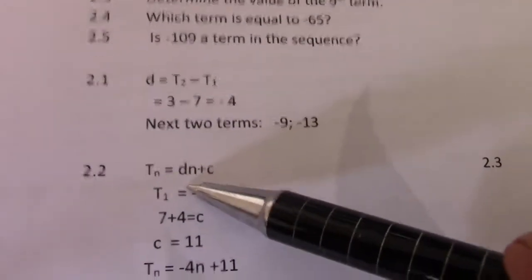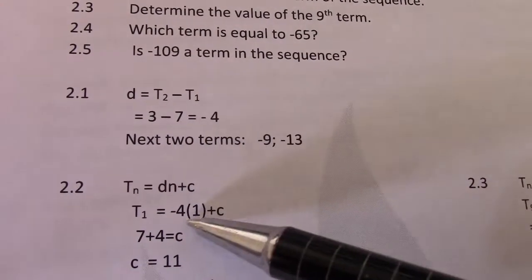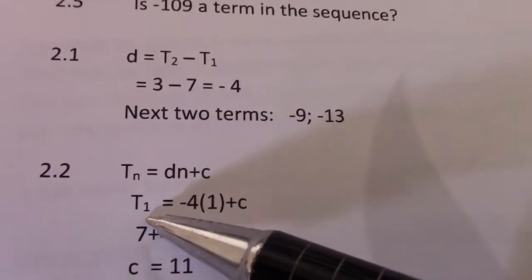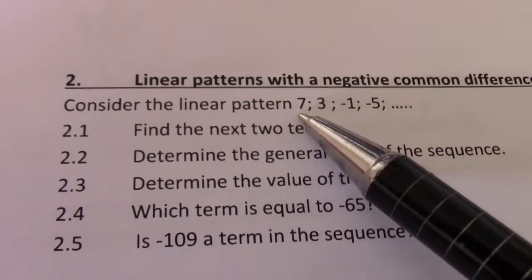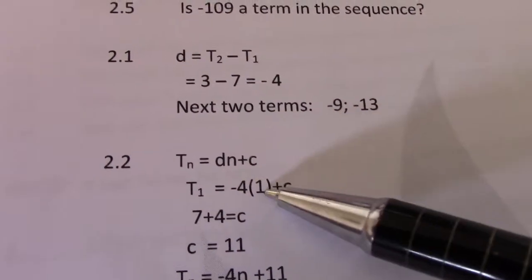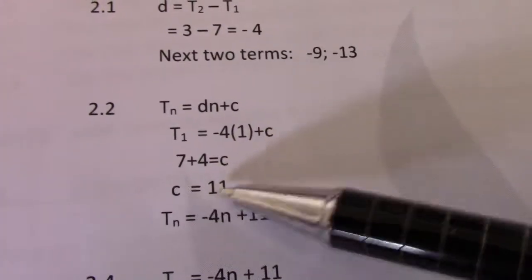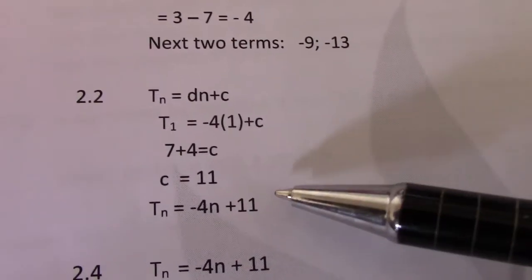2.2, to get the general term. Again, linear pattern, Tn equals dn plus c. My d value there, as you can see, is minus 4, so I substituted d as minus 4. If I write term 1, n changes to 1, therefore that n also becomes 1. Minus 4 plus c. Term 1 is equal to 7, as you can see, the first term. So instead of writing term 1, I write 7. Minus 4, if I take it over, becomes plus 4. So c is 7 plus 4, c equals 11. So my equation is Tn equals minus 4n plus 11.